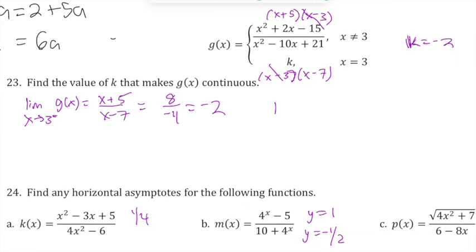And then let's just check to see if the right-hand limit is the same. And I mean, it should be, right? Because again, we're just plugging in the same value. So we're going to get negative 2 again.